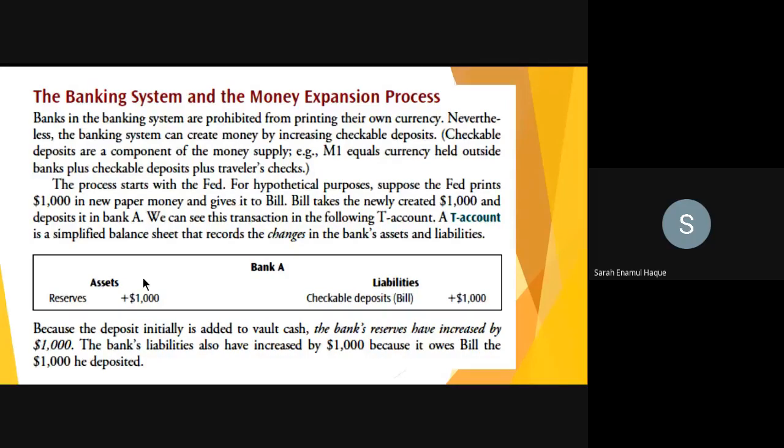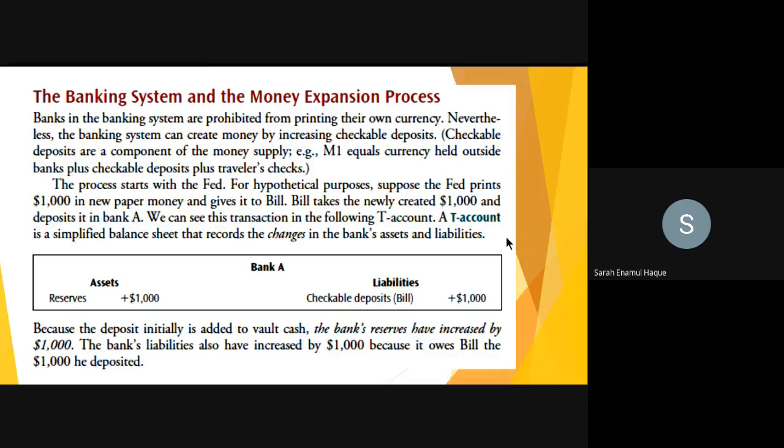Now assets and liabilities, I'm sure many of you know, if you have done finance or accounting 101. Assets are something that you own, your own item, and liability is something that you owe to someone else, so you have to pay back. So assets is your own and liabilities is what you have to pay back. Okay, so for bank A, we are going to see the changes in the assets and liabilities.